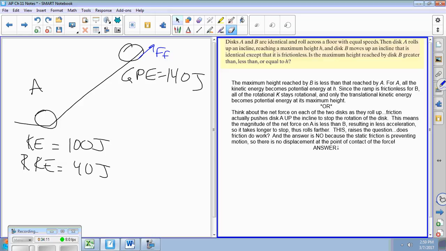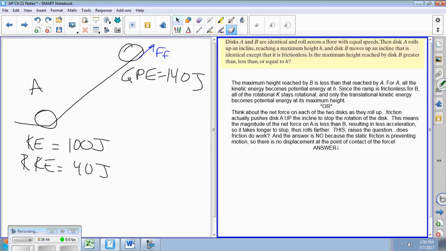So explanation number one: the maximum height reached by B is less than that reached by A, because for A, all of the kinetic energy becomes potential energy, because the ramp is frictionless. For ball B rather, all of the rotational kinetic energy stays rotational. So only the translational kinetic energy becomes potential energy. Cool? So that was one explanation. And then the other one is what I was talking about here with friction. I think that just says the same thing I just said.